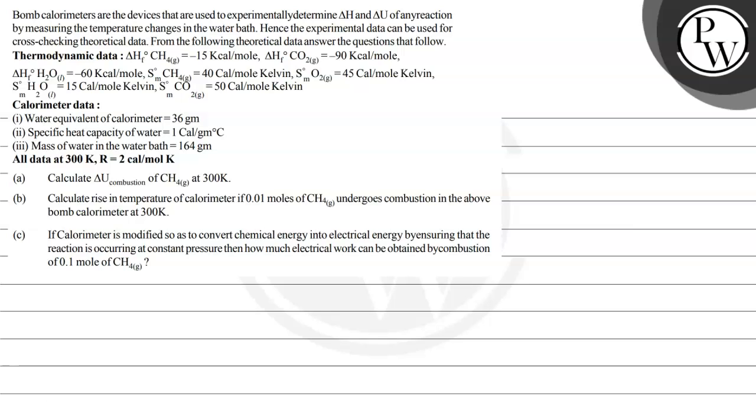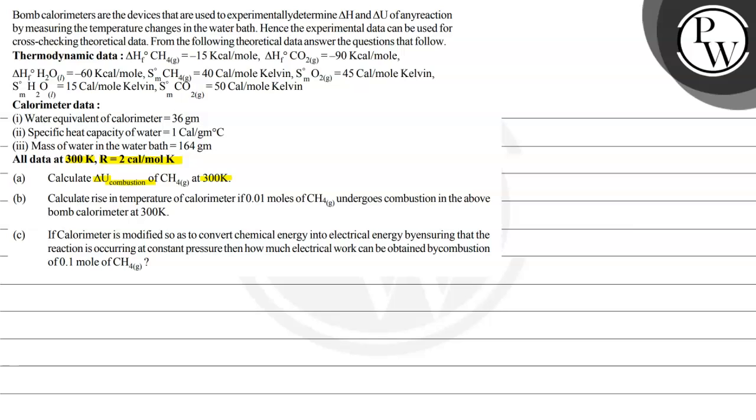And some formation enthalpies of compounds and then molar entropies of compounds are given over here. And the calorimeter data is given, water equivalent of calorimeter, specific heat capacity of water, and mass of water in the water bath are also given. So all data are at 300 Kelvin and R is equal to 2 calorie per mole per Kelvin. So first question is calculate delta U of combustion of CH4 at 300 Kelvin.